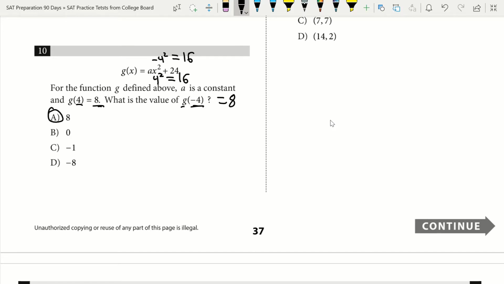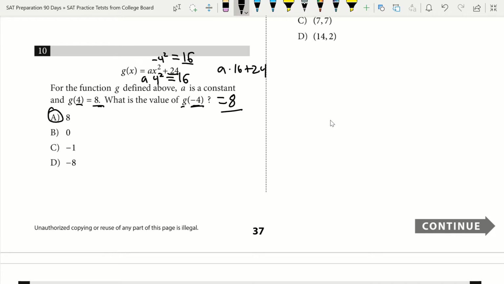So if g of 4 is 8, then whatever a is just getting multiplied by that 16, and we're adding 24 to it. Now, if g is negative 4, then once again, that negative 4 squared just becomes 16, so we'll just have a times 16, and we're also adding that 24. So they're both going to equal the same answer, and they're both going to equal 8.